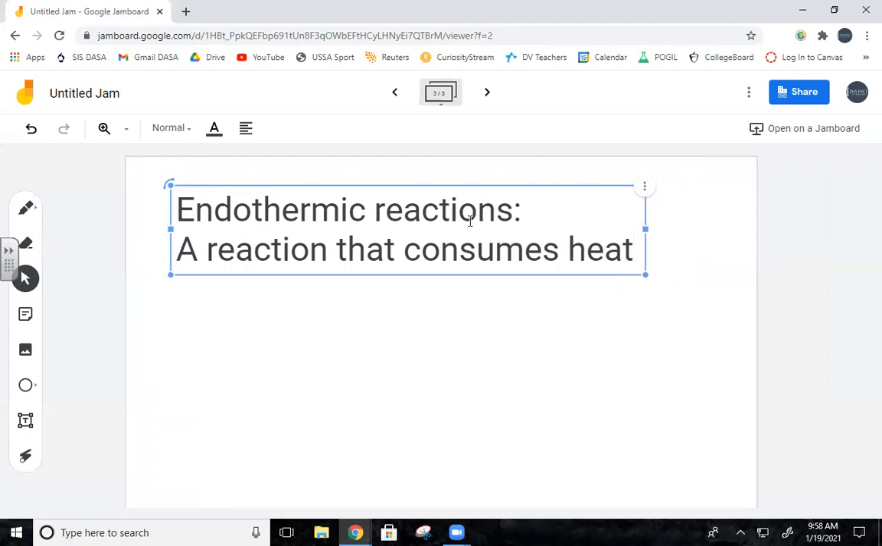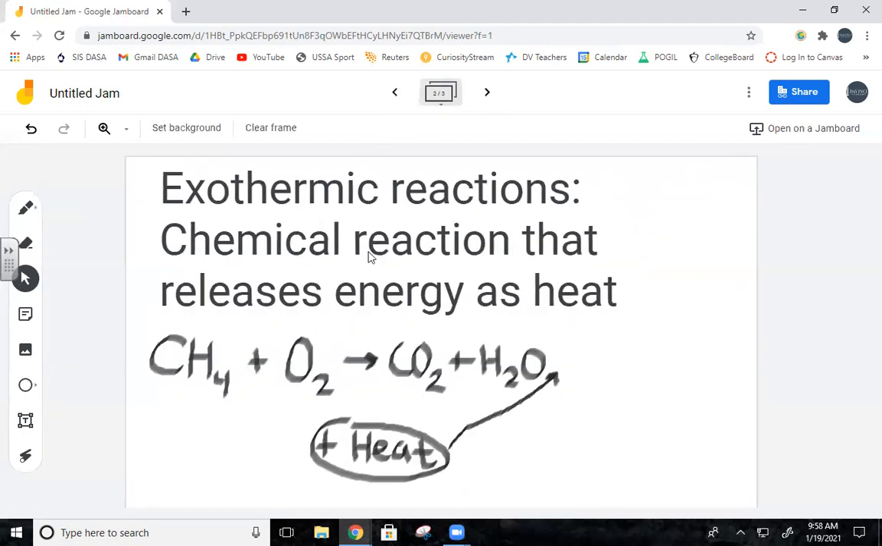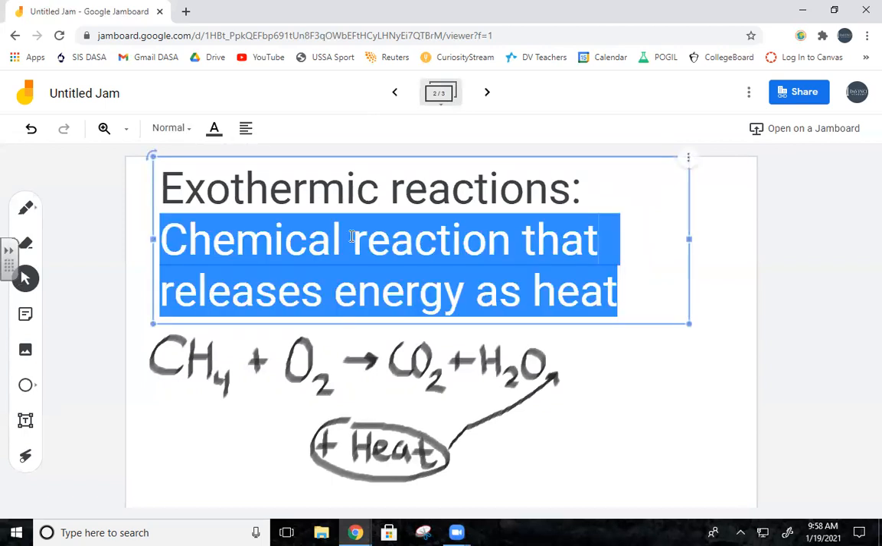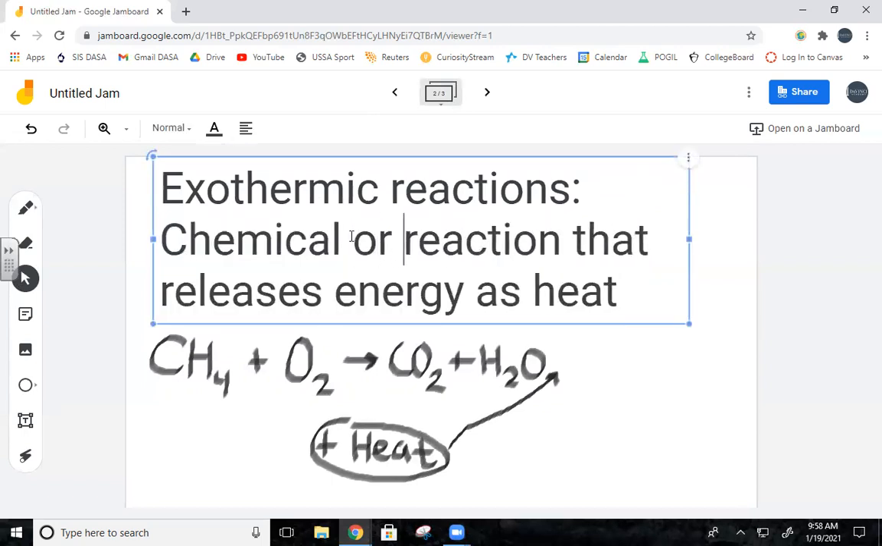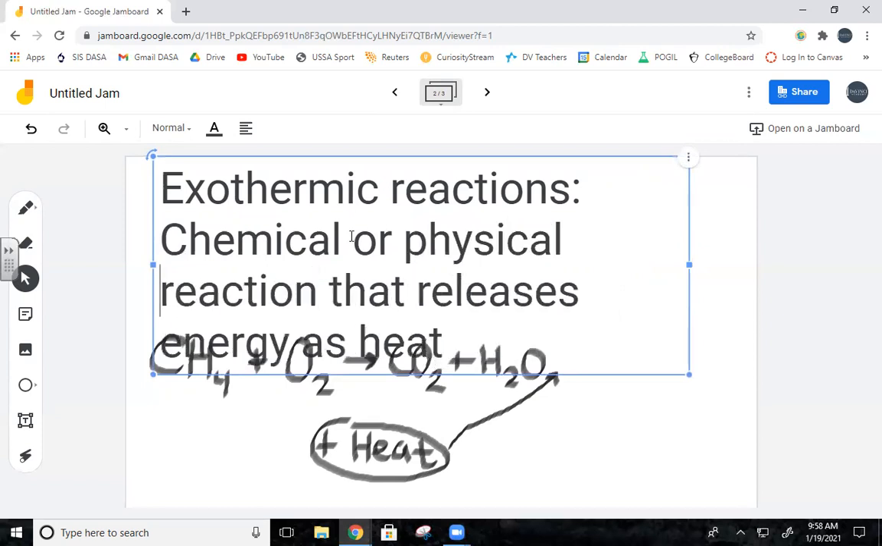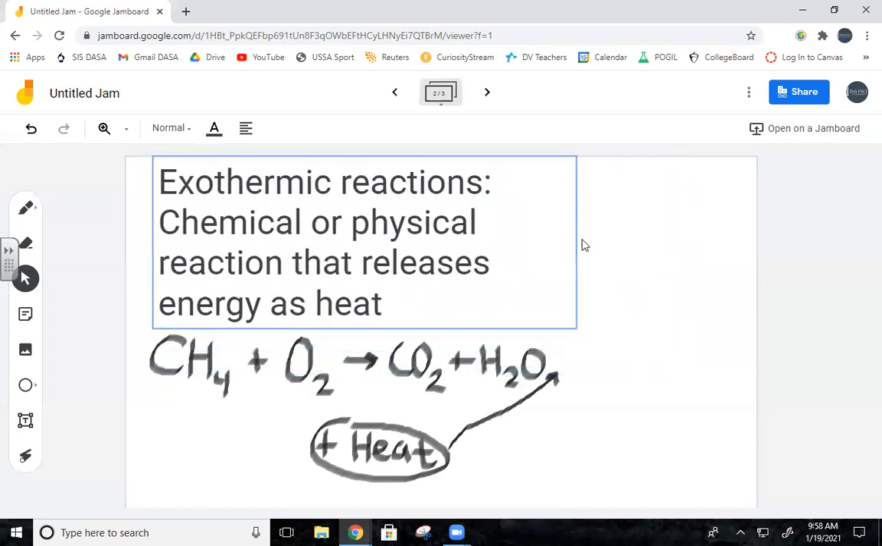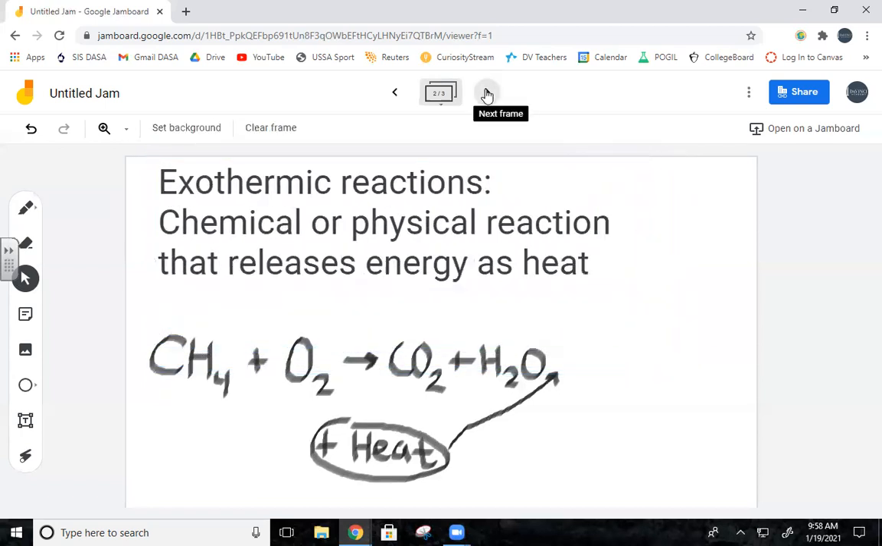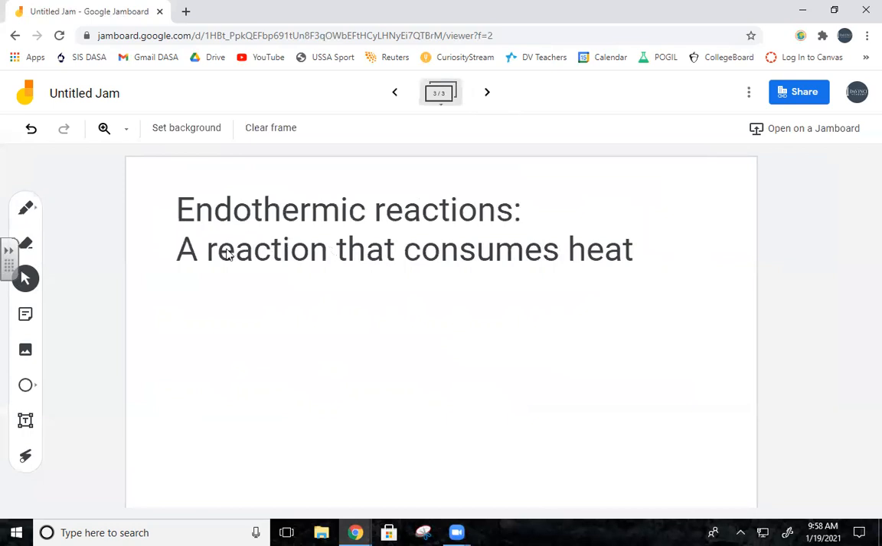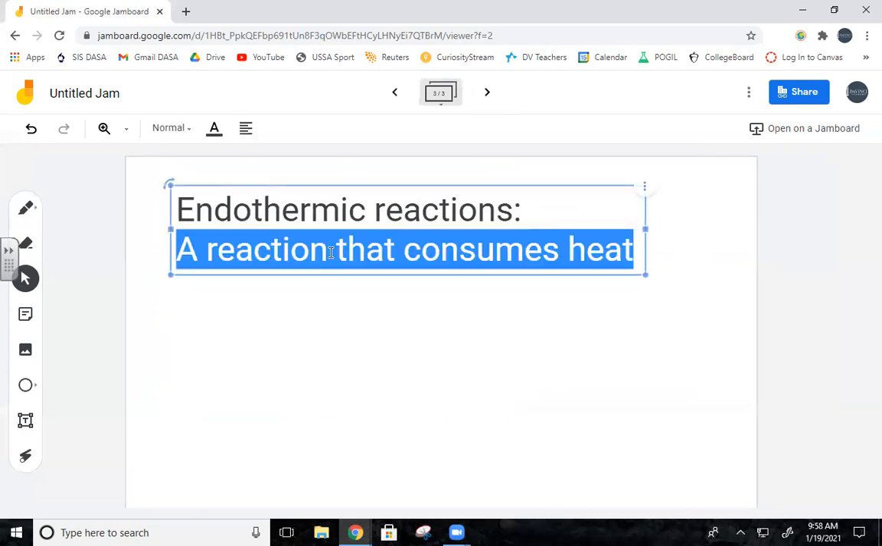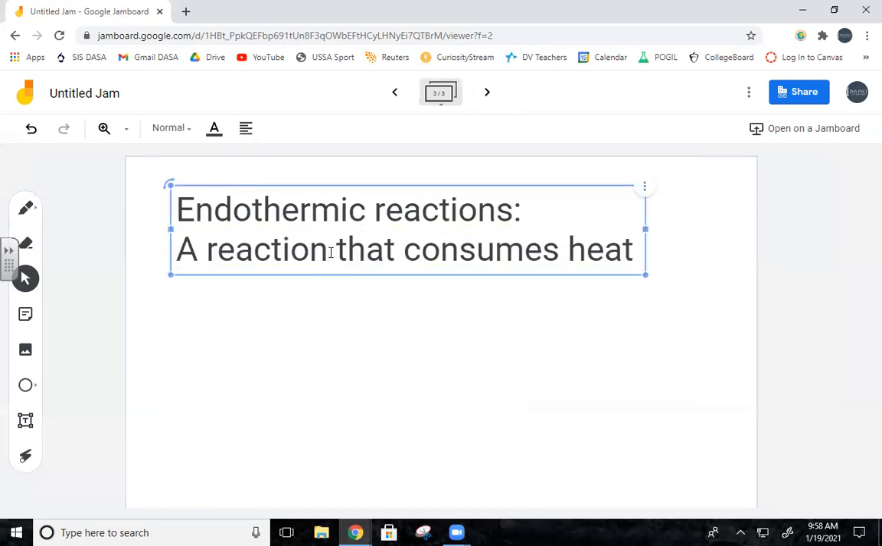And I guess we should put, I apologize, chemical or physical. These can be, oh gosh, that's ugly. How about that? That's better. Okay. A reaction, and again, this can be chemical or physical.